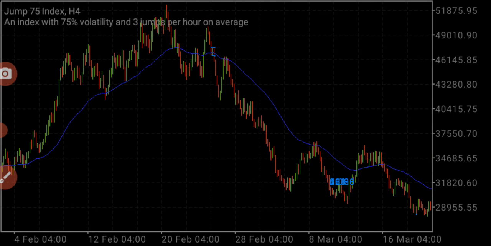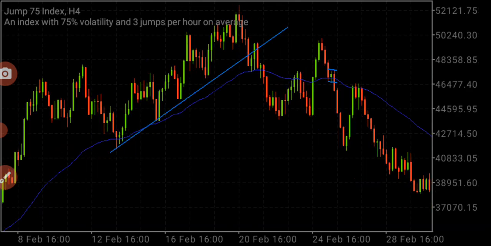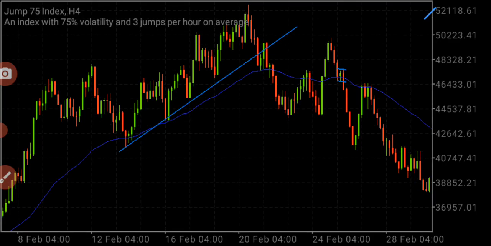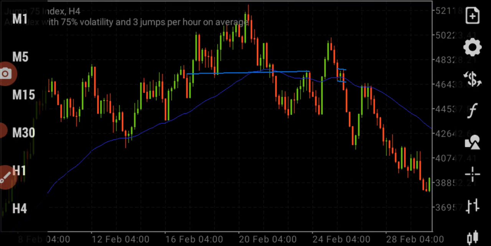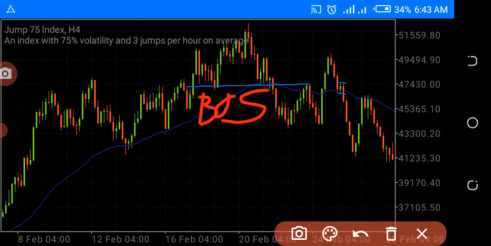Now, someone might be wondering again, what about the downtrend? Okay, I'll explain right here. Let me draw this. Now, this trend line was broken, and there was a break of structure here. This was a break of structure. This is a break of structure.